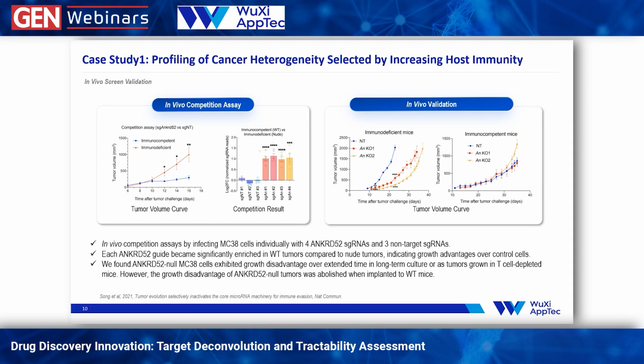However, if we move these models and these cells into wild type mice, or let's say immunocompetent mice, an interesting thing we find is that now these ANKRD52 knockout tumors grow at the same speed as the non-target sgRNA control tumors, which means this gene knockout gives them a growth advantage in the immune-competent mice.